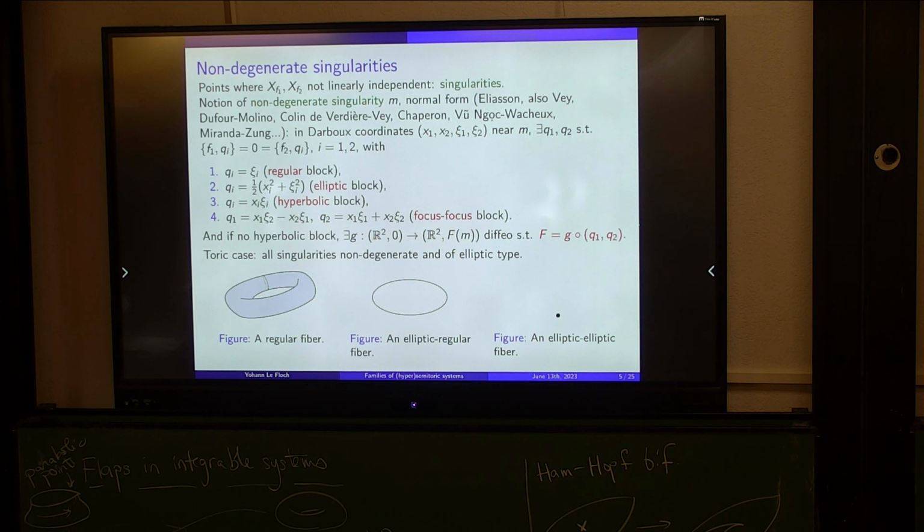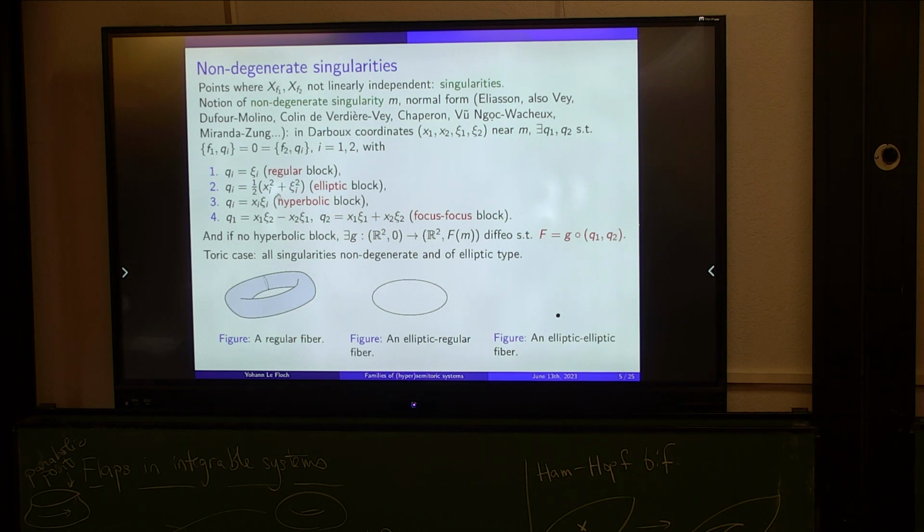Okay, there's a good notion of non-degenerate singularities that Joey cleverly didn't define and that I don't want to define as well. But the point is that when you have this good notion of non-degenerate singularity, then you have a nice symplectic normal form near every singular point. Namely, your singular foliation is given by two functions Q1 and Q2 that have to be taken in this list.